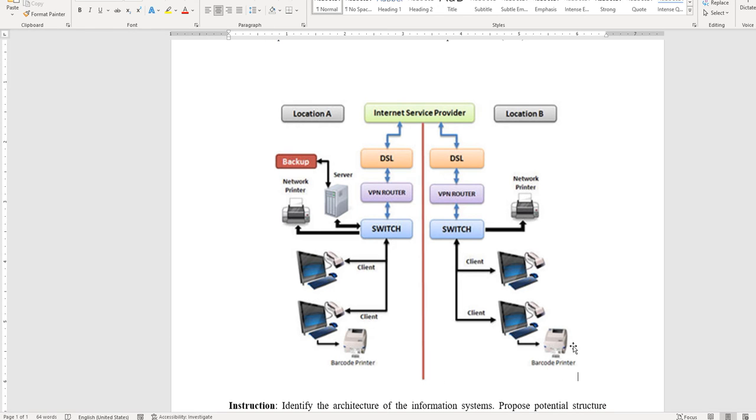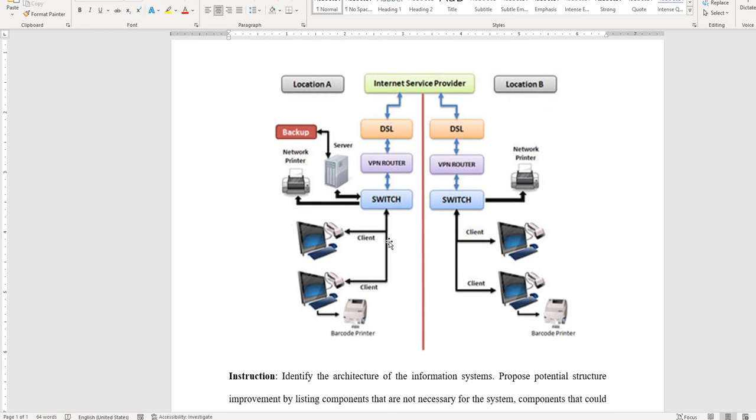Okay, so if you look at this system, there is a DSL, digital subscriber line. This is the old one, where digital data will be sent over a telephone line. Next we have a VPN router, which is a virtual private network router. These are used to ensure that a secure connection is made between the systems and the internet servers using the internet service provider.